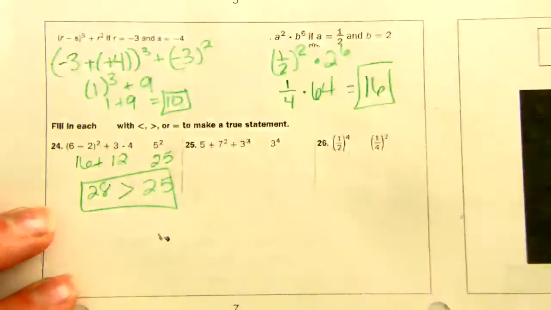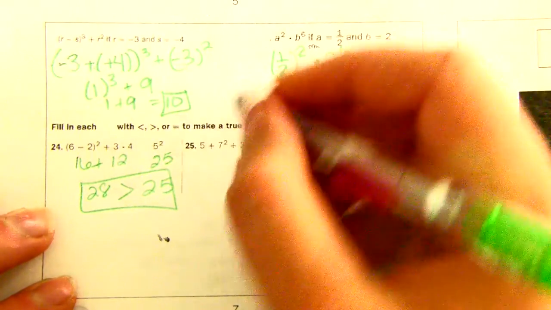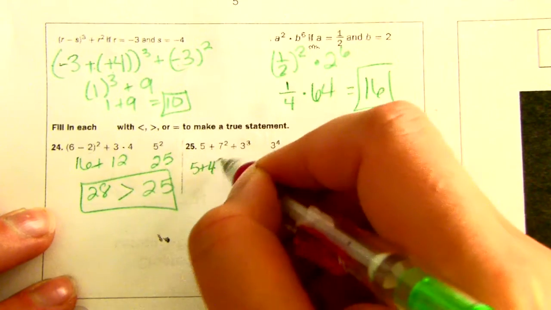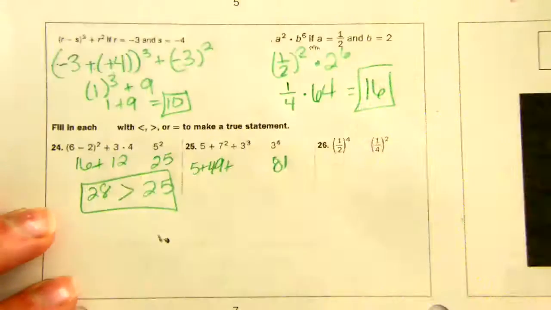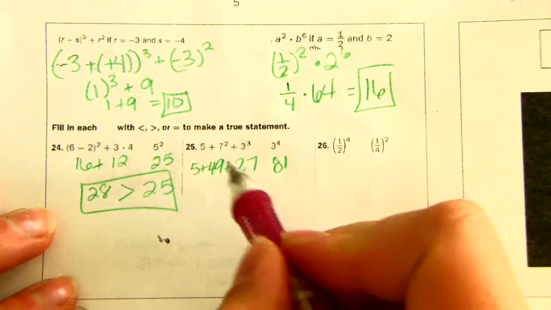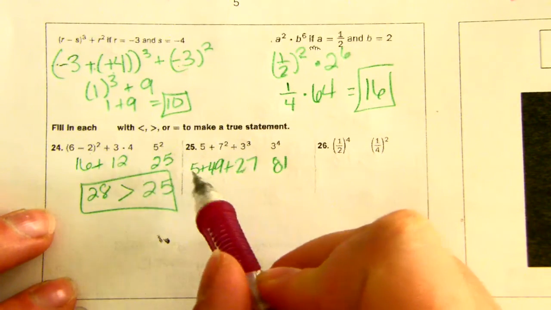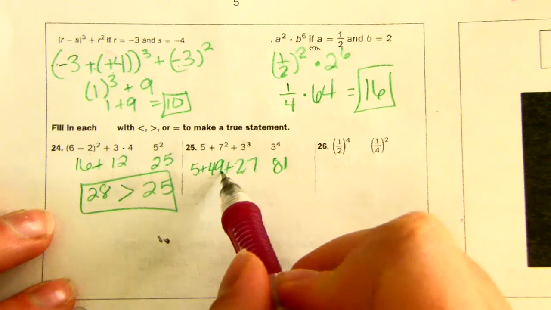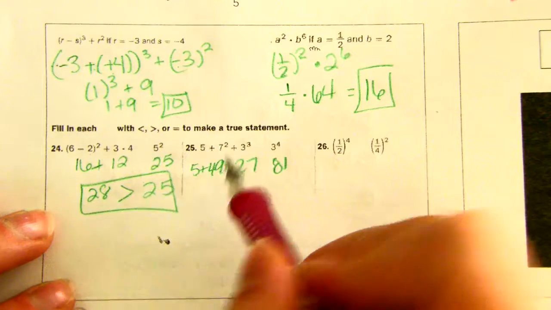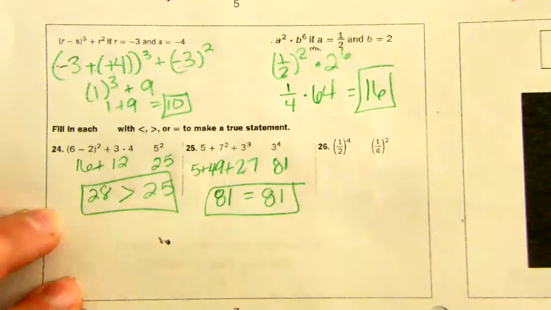This one, 3 to the 4th, a little faster than the other side, 81. 5 plus 49 plus 3 to the 3rd, 27. So this would be 40, 50, 60, 65, 72, 81. Equal to 81. Awesome.